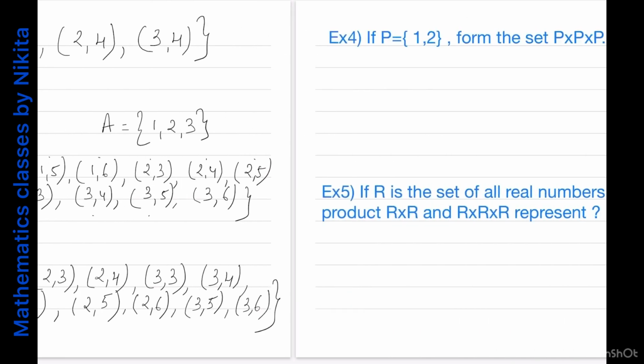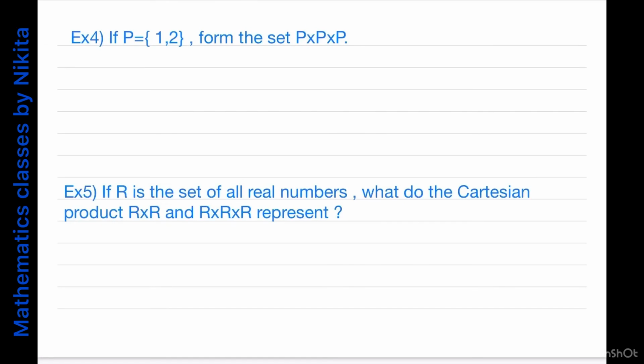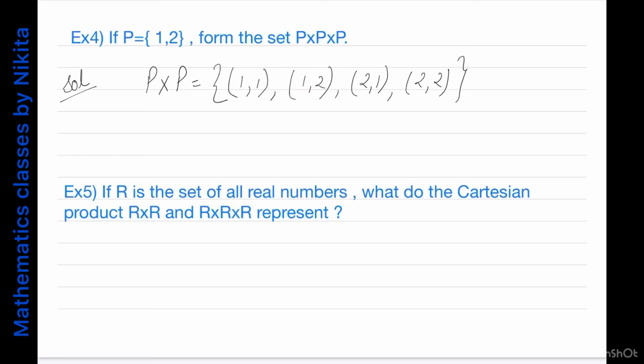Okay. Next example, if P is equal to 1 comma 2, you have to form the set P cross P cross P. Okay, so I'll recommend that you first find P cross P. So first let us find what is P cross P. So P cross P is the set of all ordered pairs. Okay, so therefore the elements will be of the form 1 comma 1, then you have 1 comma 2, then you have 2 comma 1, and then you have 2 comma 2. So this is P cross P.